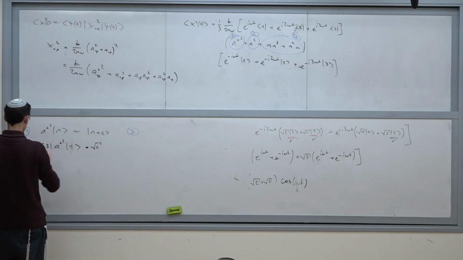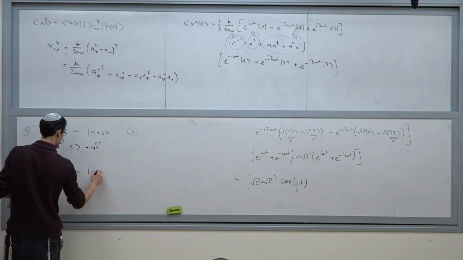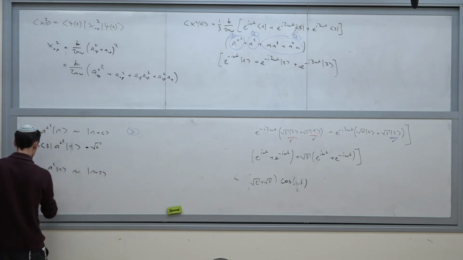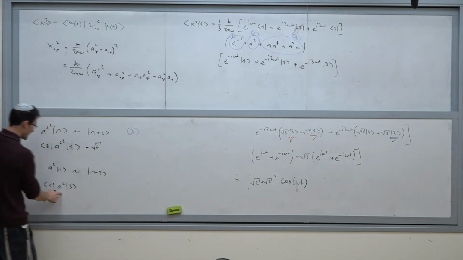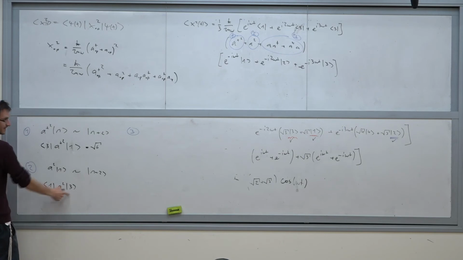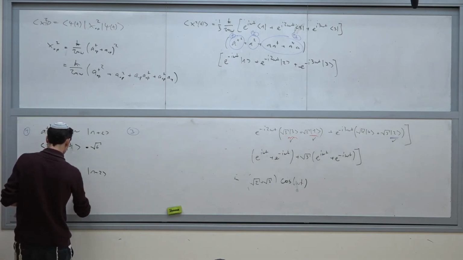Number 3, we can use the same trick. When a acts on n, we get something that's proportional to n minus 2. So the only term that can survive is the one with the 3 on the right. It gets lowered twice, we're left with 1, and then the orthogonality gives us 1, otherwise it will vanish, and this also equals root 6.